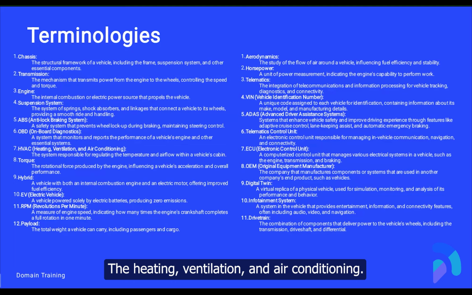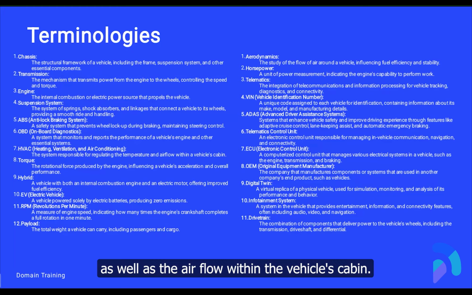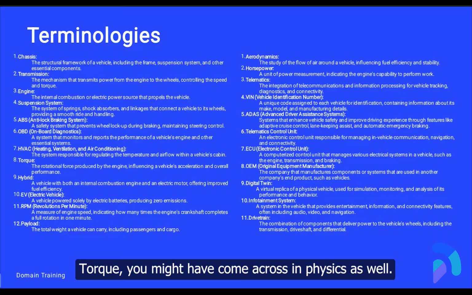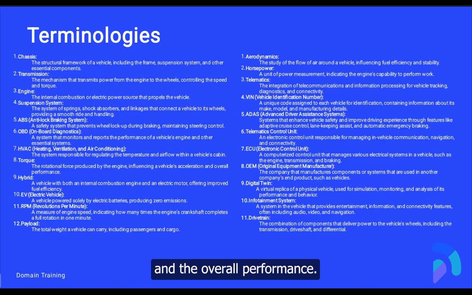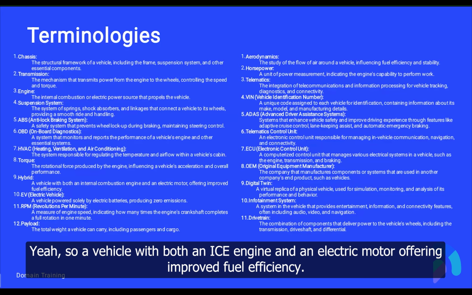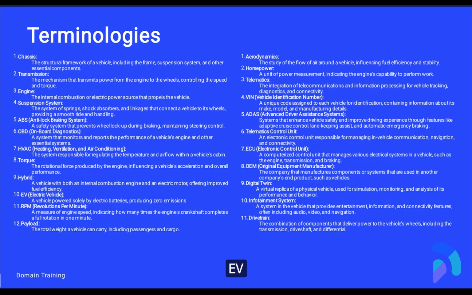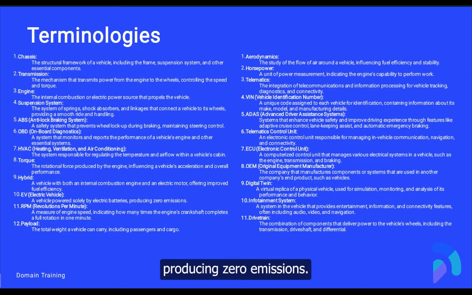HVAC, heating, ventilation, and air conditioning. This system is responsible for regulating the temperature as well as the airflow within the vehicle's cabin. The torque. You might have come across torque in physics as well. It's a rotational force produced by the engine, influencing a vehicle's acceleration and overall performance. Hybrid. A vehicle with both an IC engine and an electric motor, offering improved fuel efficiency. Those are called hybrid vehicles. EV, a vehicle powered solely by electric batteries, producing zero emissions.